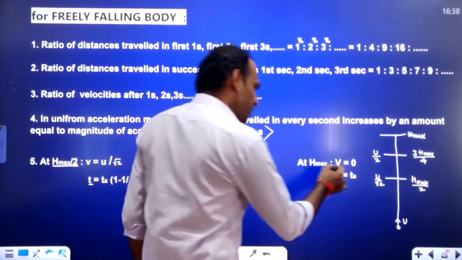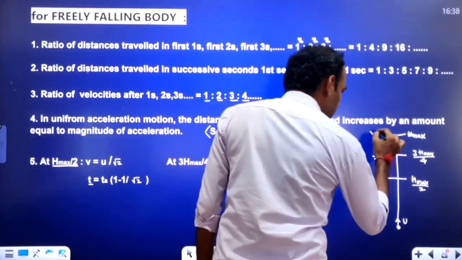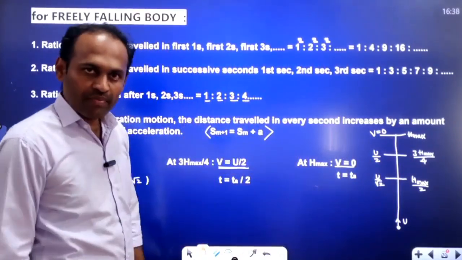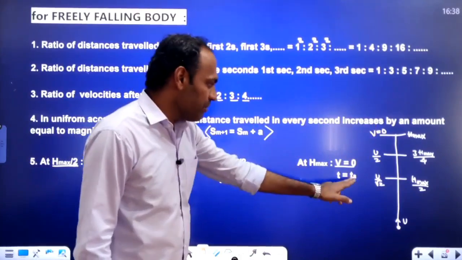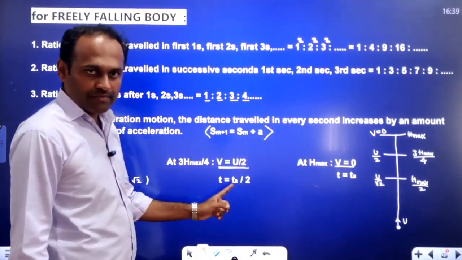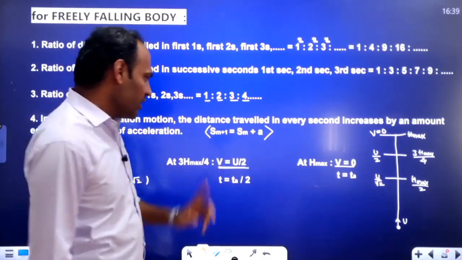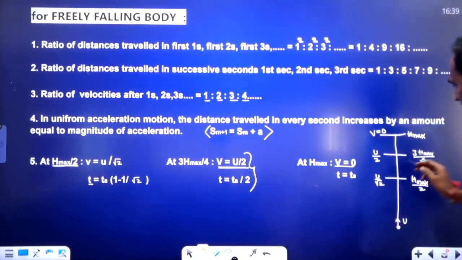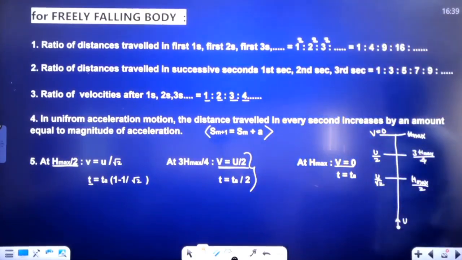And at maximum height how much will be the velocity? Obviously it has to be 0. At maximum height velocity has to be 0. Time taken for the maximum height will be ta, the time of ascent, and for 3/4 it will be half of the time of ascent, right? So the velocity is half, and the time of ascent is also half, for the height 3h max by 4, right?